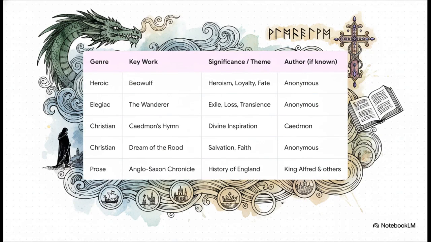All right, here we go. This is your ultimate cheat sheet for the entire Anglo-Saxon period. I want you to pause right here, take a screenshot, whatever you need to do, and just burn this chart into your memory. It has everything you need: the key genres, the major works, the main themes, and the authors. This is your secret weapon for that last-minute revision.